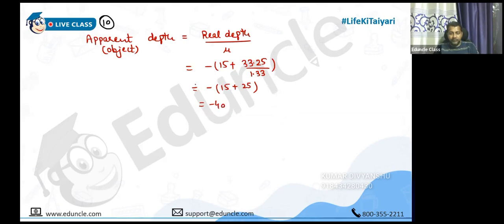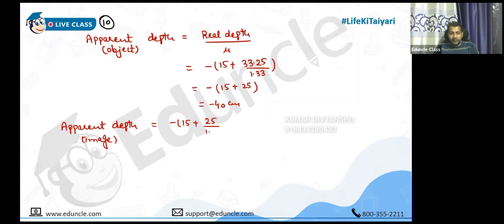So it is minus 40. This is the object distance. Now apparent depth for image. That will be again, what is the real depth of the image? It is given to be 25. What is this value now? How much?